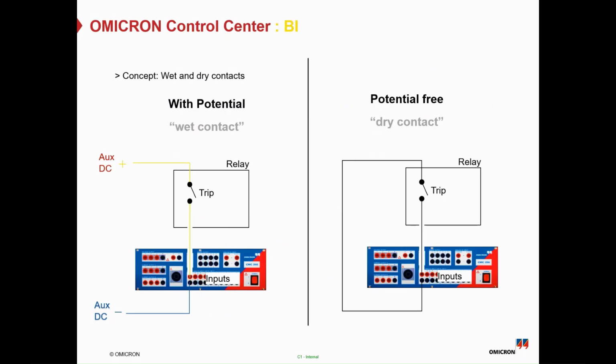But please make sure whether you are connecting the relay binary output as wet or dry. And the difference between a wet contact and a dry contact: the wet contact has a potential difference, so it's called with potential. So if you are using a binary output from the protection relay which has a voltage drop across this contact, make sure to configure the binary input of the CMC as wet, and give it a threshold or the nominal value of the voltage drop across this contact.